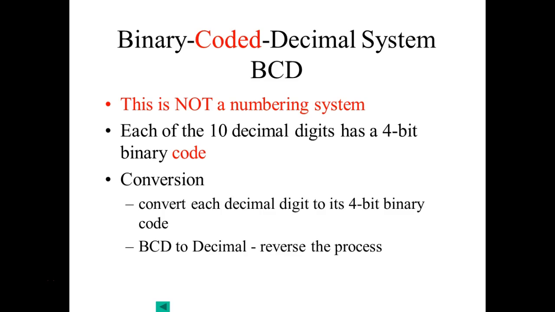Continue on with chapter 1 in the book. And this is our first code that we're going to look at. It's called binary coded decimal, or most people just refer to it as BCD.